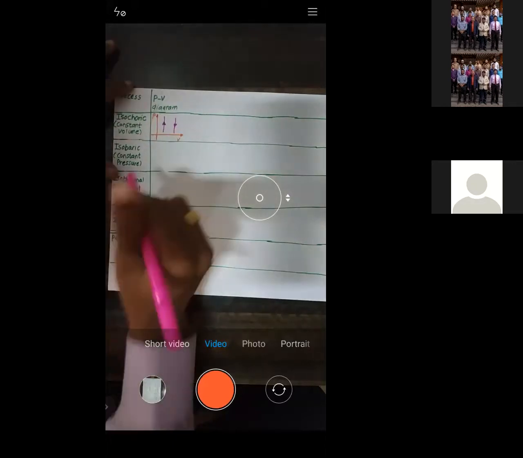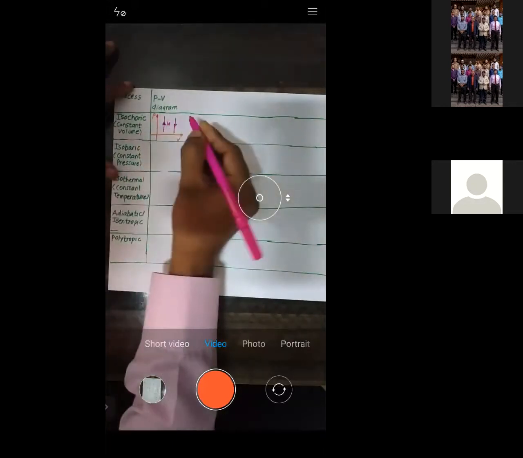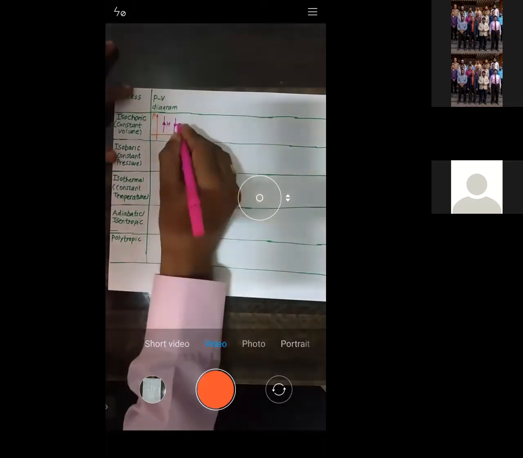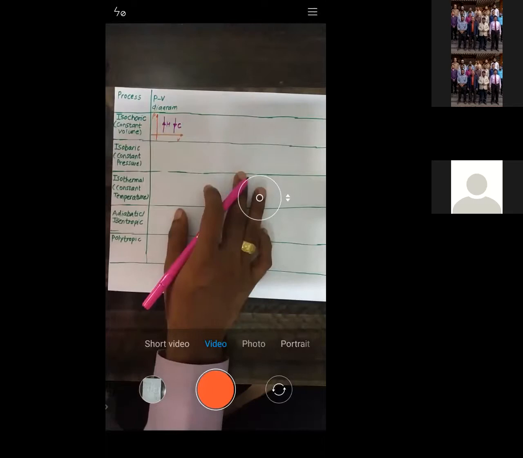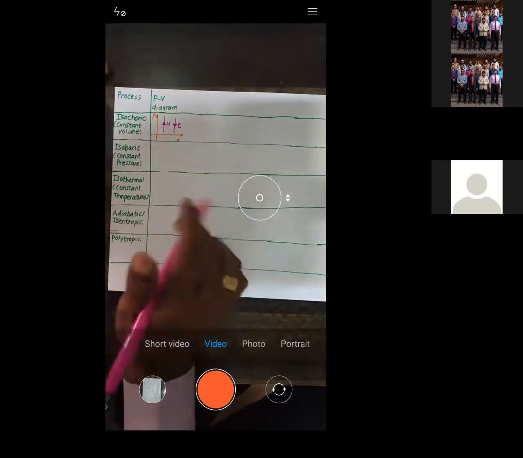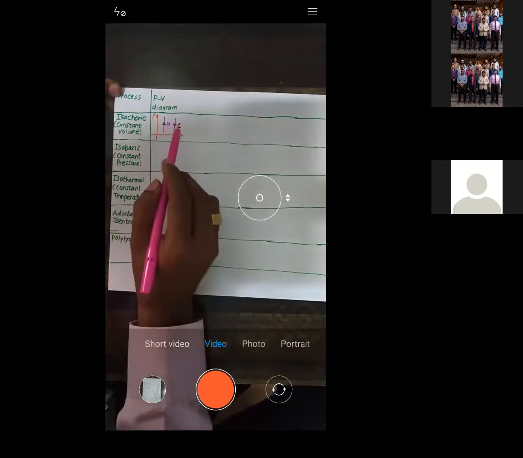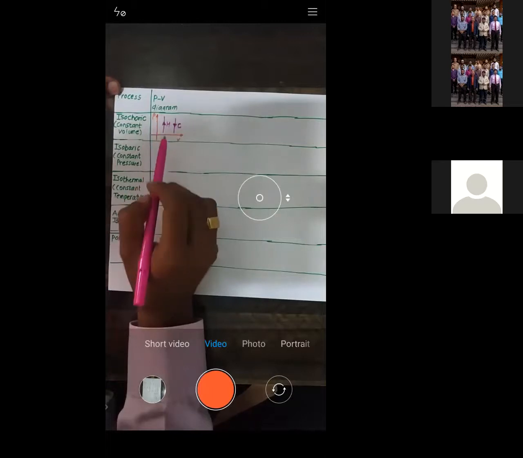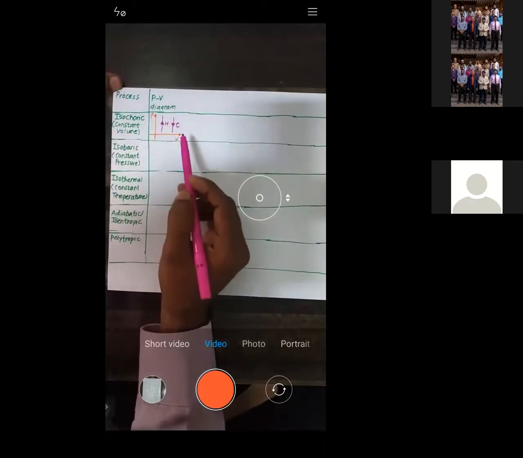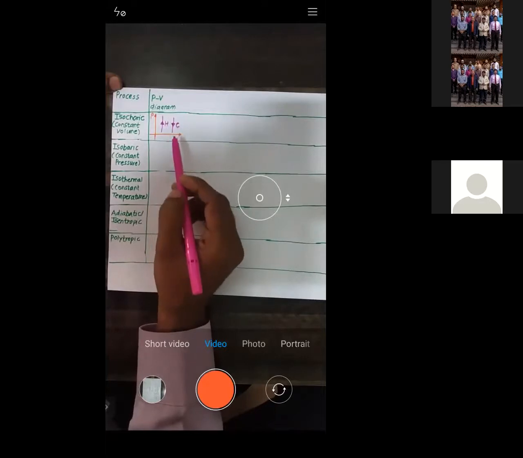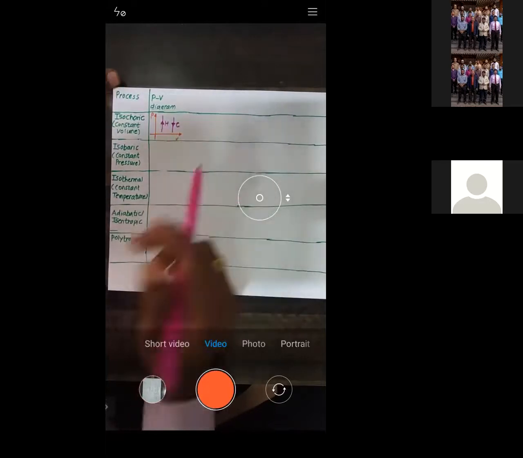Whenever it is going upward, it is called heating. Whenever it is going downward, it is called cooling. H is heating, C is cooling. Simple, in a table we are making, so we'll not write down each and every term in detail. Constant volume is a vertical line, so there are two options: either you move upward or you move downward. When you move upward, it's heating. When you move downward, it's cooling.